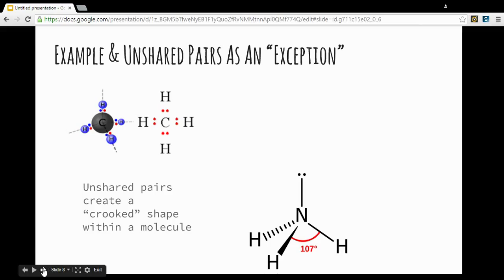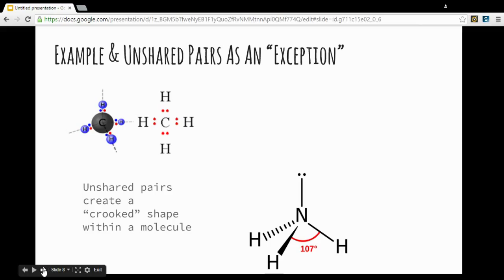For example, here we have a methane molecule. On the left, you'll see the Lewis dot structure, and on the right, you'll see the VSEPR model, which would be a tetrahedral diagram. Sorry for the pause.